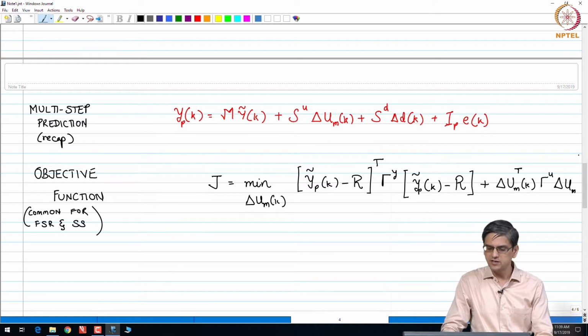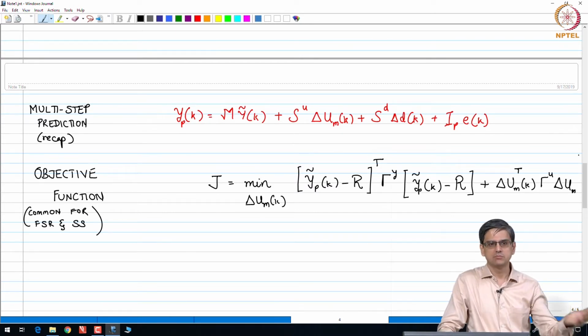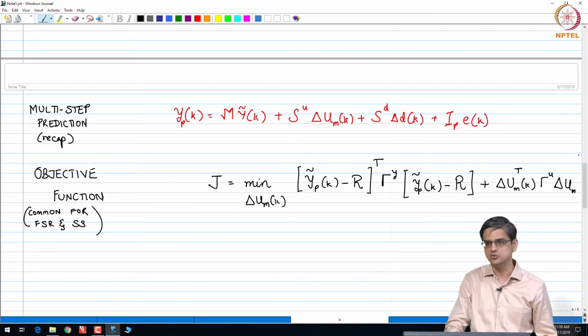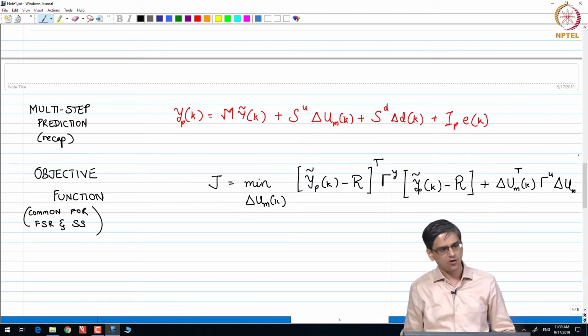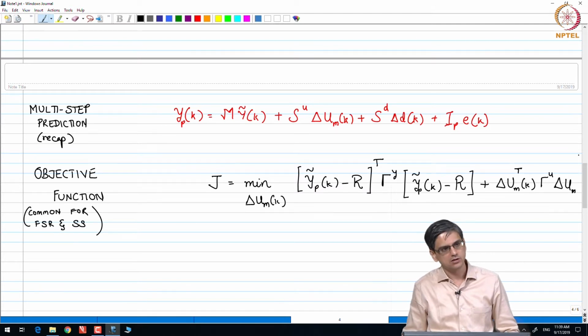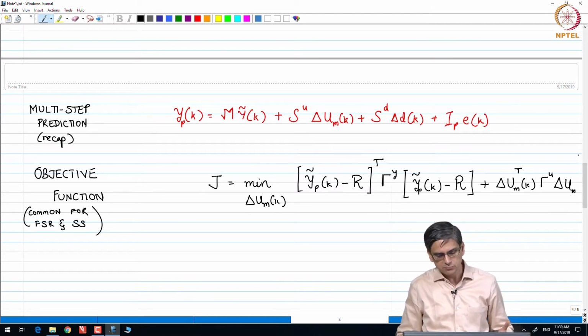Some of you may see this written as r minus y tilde p, exactly the same, right. A minus b squared is the same as b minus a squared. There's no negative sign here or there either. Just because I used yp minus r, I have just kept yp minus r.